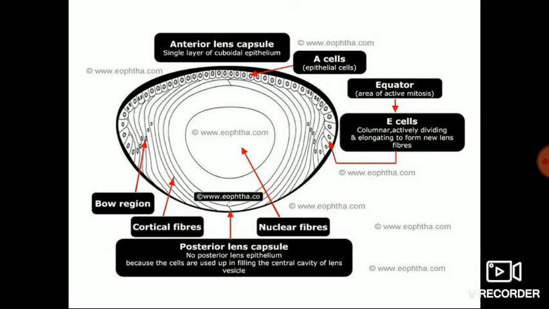As you can see, there is no posterior lens epithelium because the cells are used up in filling the central cavity of the lens vesicle.